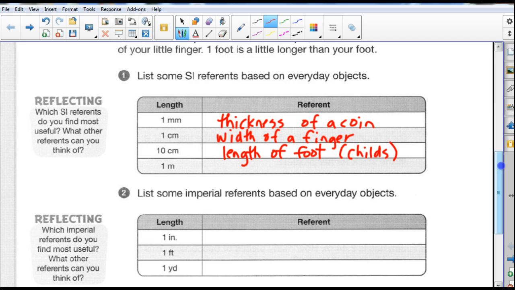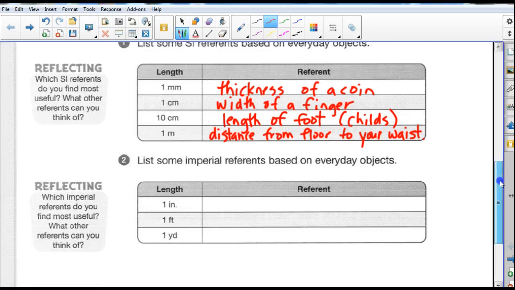1 meter might be the distance from the floor to your waist. Okay, that's about a meter or a yard. Okay, so list some imperial reference based on everyday objects.